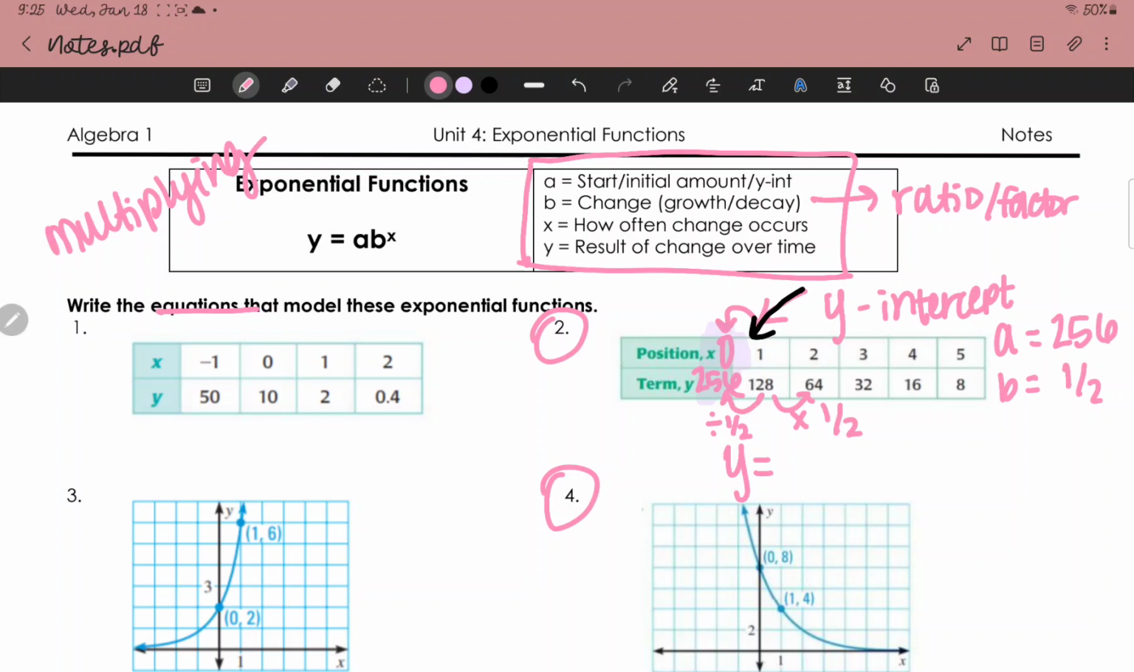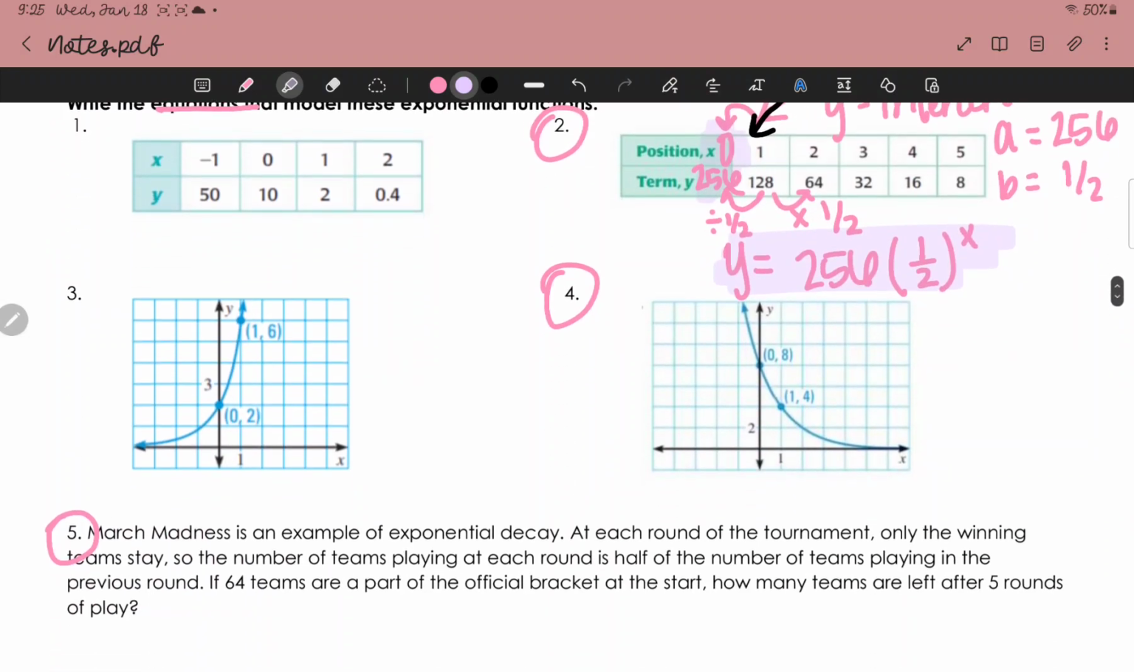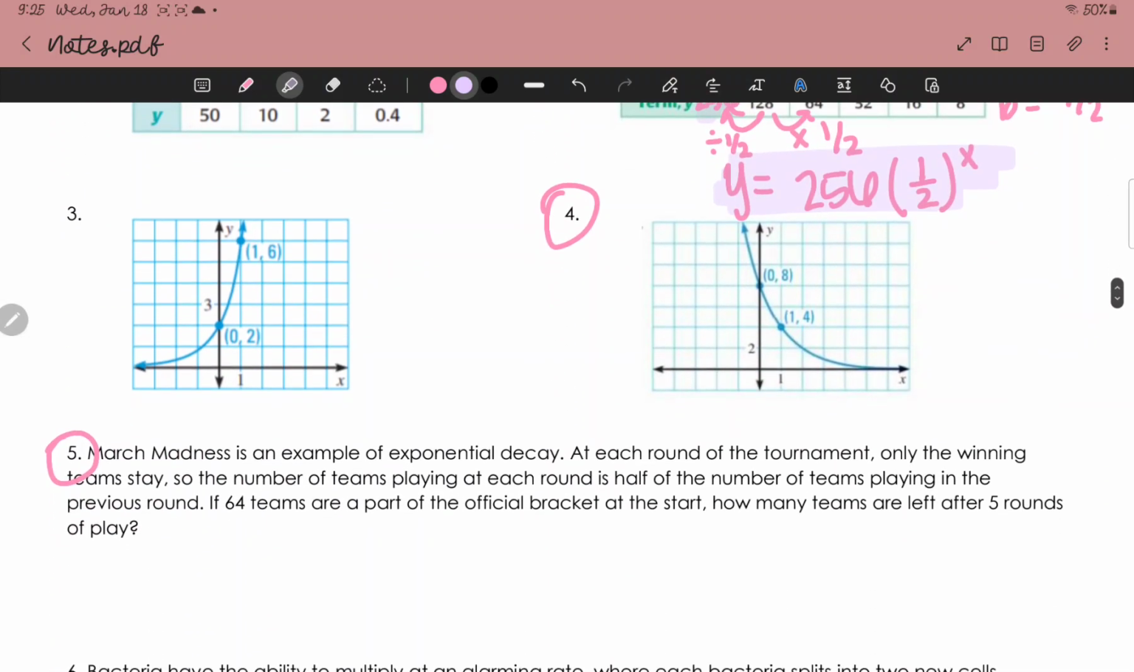Since I know A is 256 and B is a half, I'm going to go ahead and write my equation. So y equals A, which is 256, times B, and I always put mine in parentheses because it makes it easier for me, times B, which is a half, to the power of x. And that is our final answer there. Perfect.